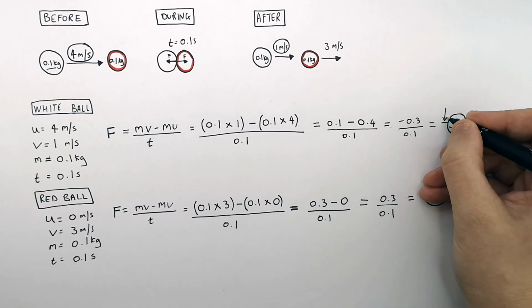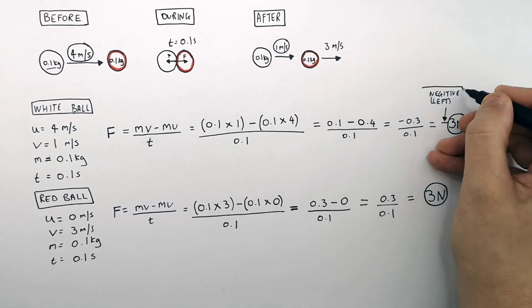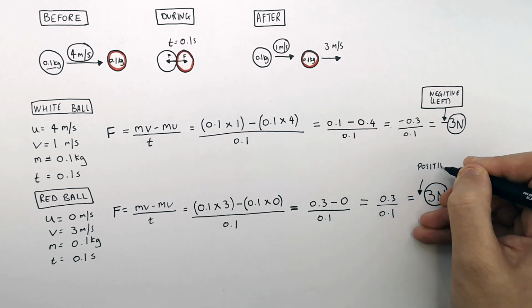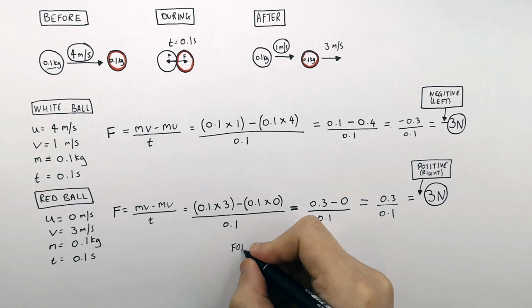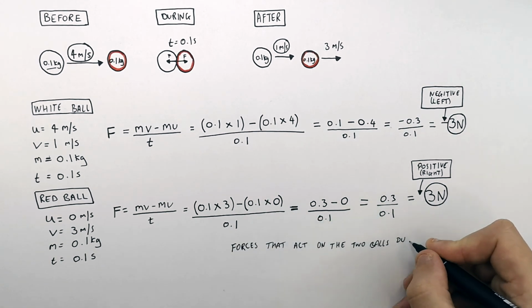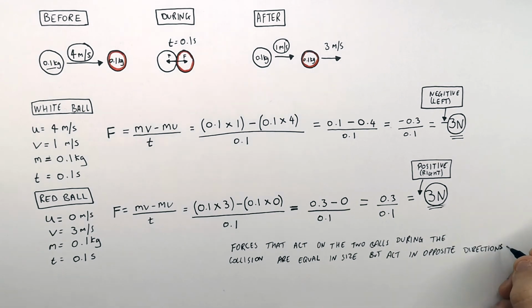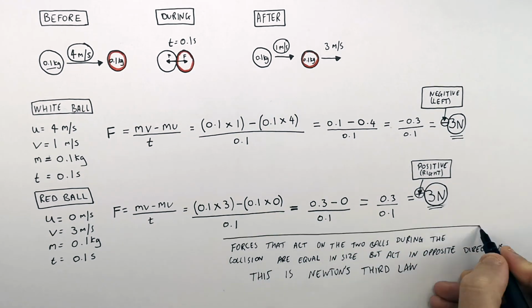So as you can see, the forces that act on the two balls during the collision are equal in size but act in opposite directions. This is Newton's third law.